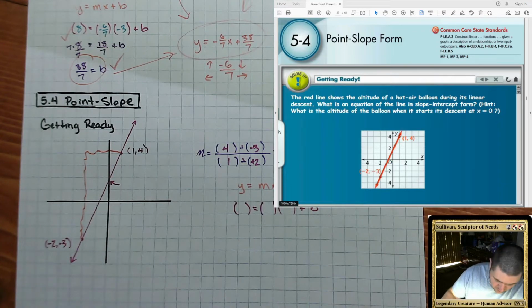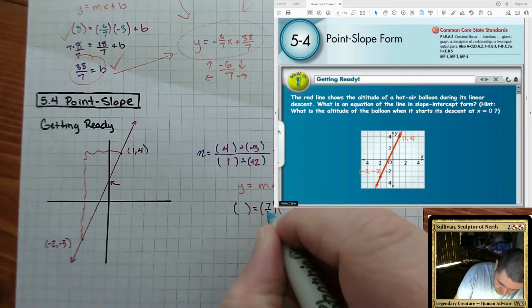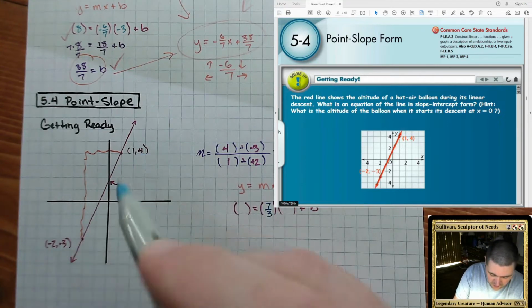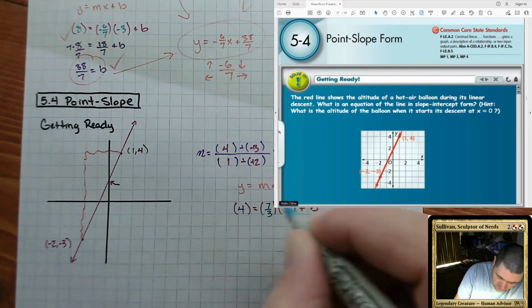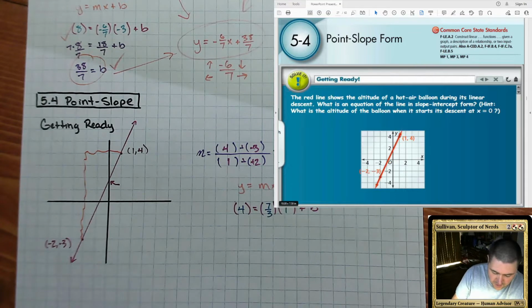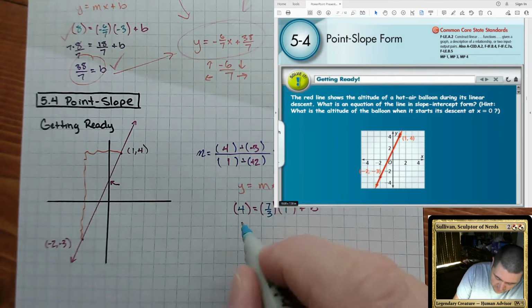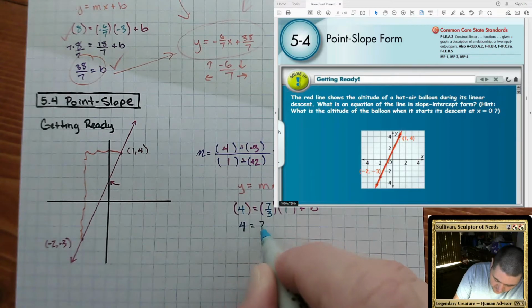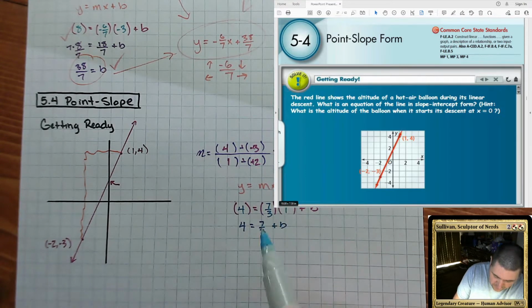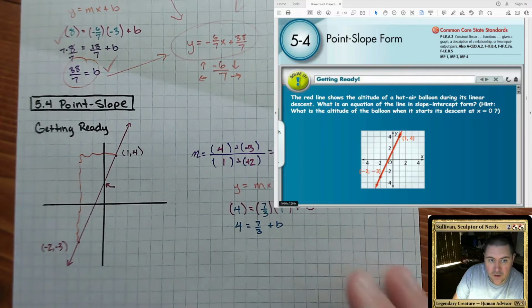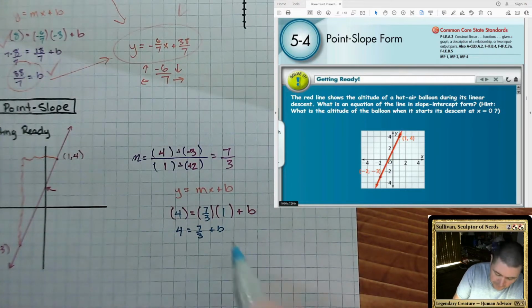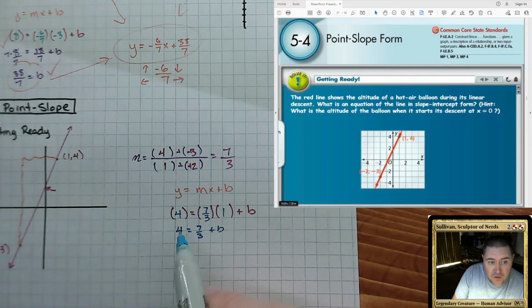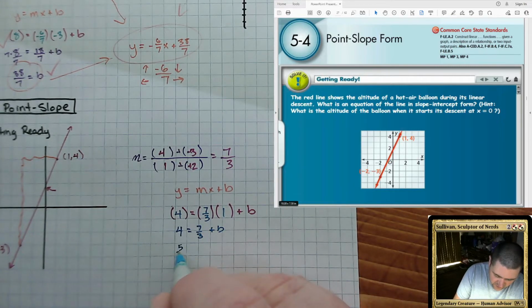go find a b. We just found m, and I take either one of those, put in an x and a y, or sorry, a y and an x, if we want to do it that order. Getting 4 is 7/3 plus b. 4 in common denominators, suppose I should move that over. 4 with common denominators is 12/3, minus 7/3 is 5/3.